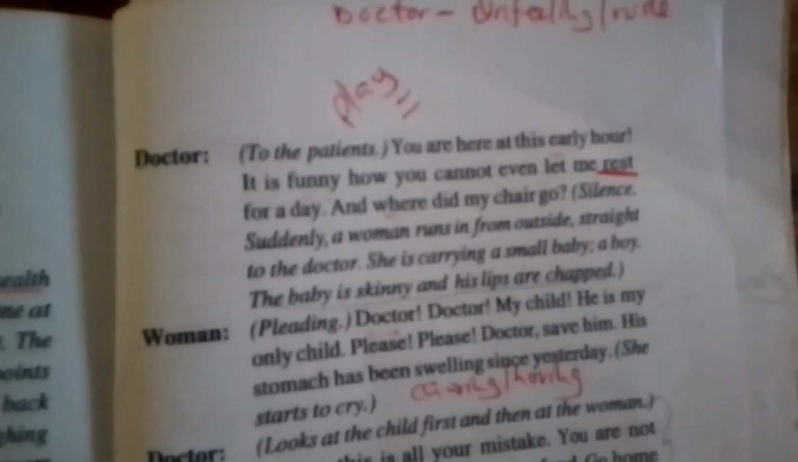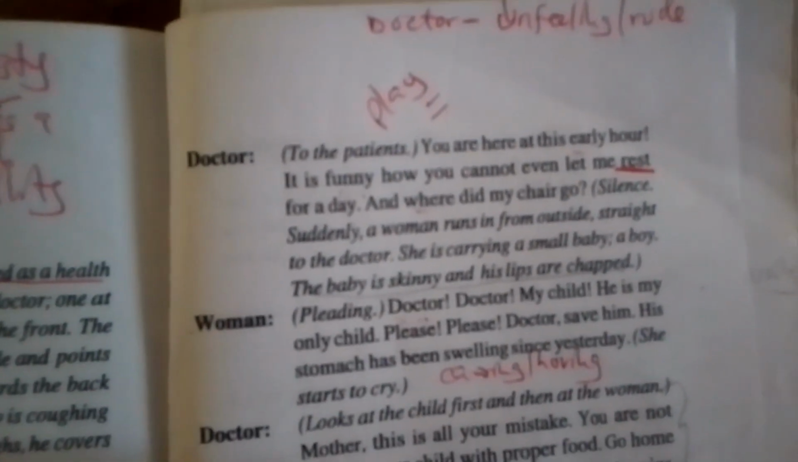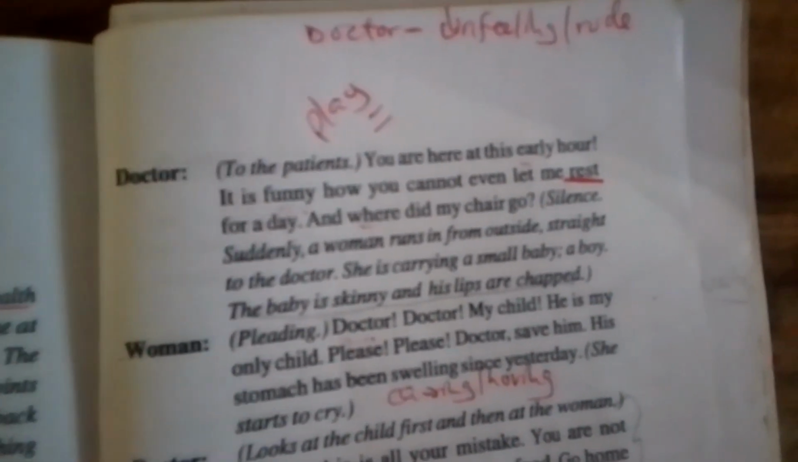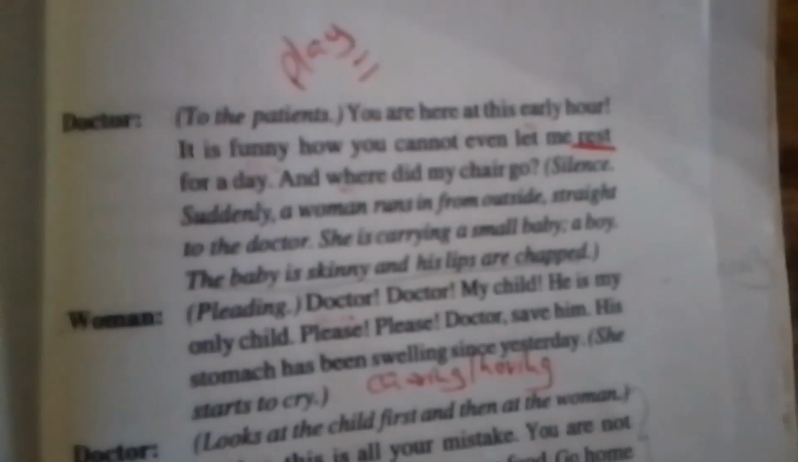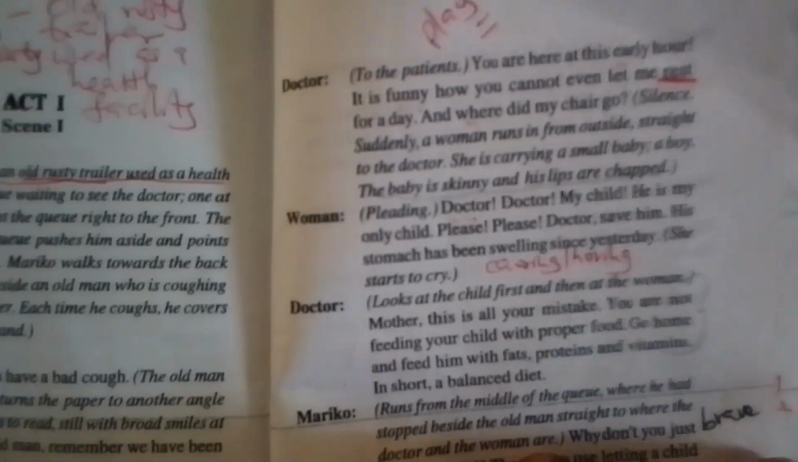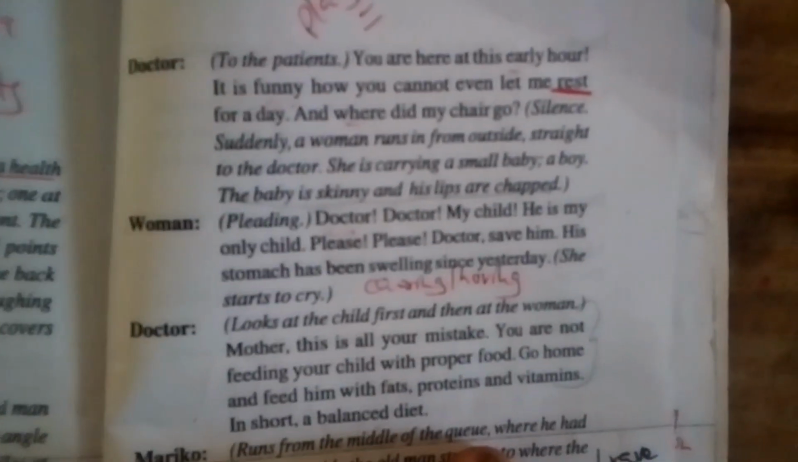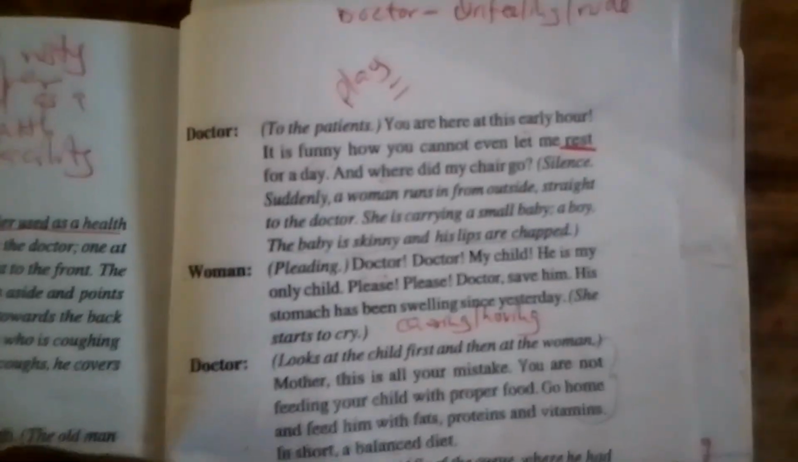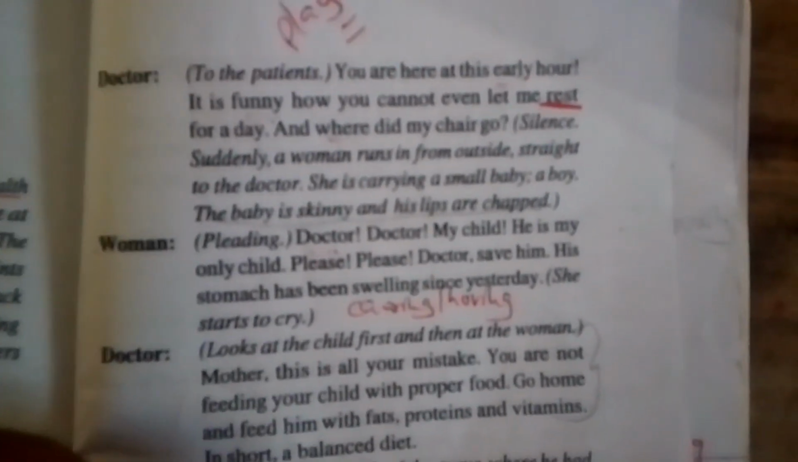And then you can see from the text how the doctor behaves. The doctor scolds patients or complains that they're coming early and asks where his chair is. This shows that he is tired and even irritated, and maybe he's not even ready to help. And then we have a woman who bursts in with her sick baby. She pleads with the doctor to save him because his stomach has been swelling. Let us see if the doctor really helped. And that one builds on the character traits of the doctor. You know how to identify character traits from a passage like this or a play like this.